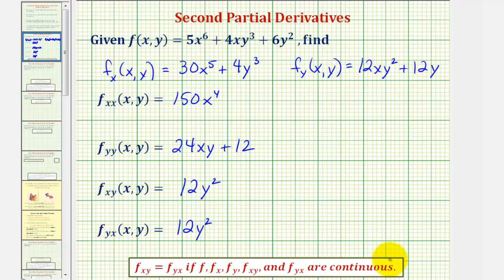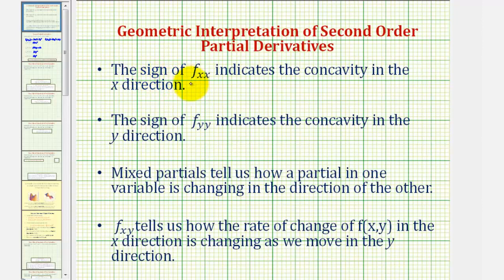Before we go, let's talk about the meaning of these second order partial derivatives. The sign of the second order partial derivative with respect to x indicates the concavity of f of x comma y in the x direction. If it's positive, it's concave up in the x direction, and if it's negative, it's concave down in the x direction. And the sign of the second partial with respect to y indicates a concavity in the y direction. So again, if the sign of this is positive, f would be concave up in the y direction, and if it's negative, it would be concave down in the y direction.